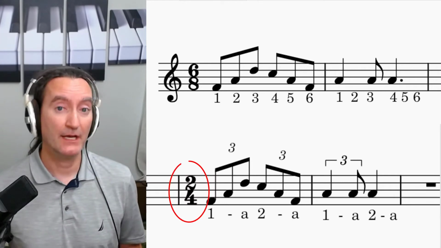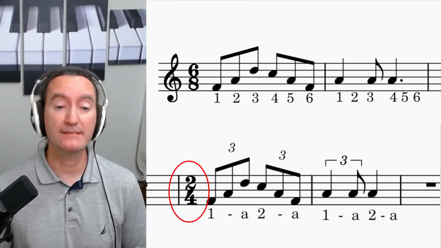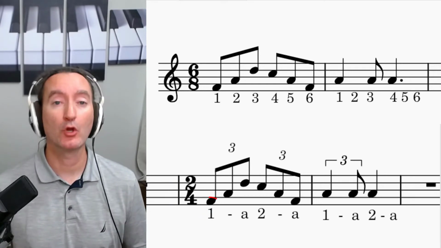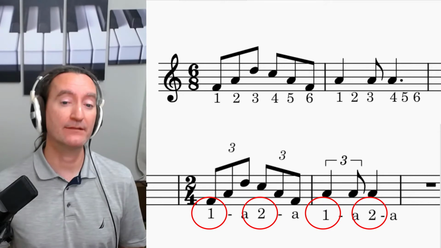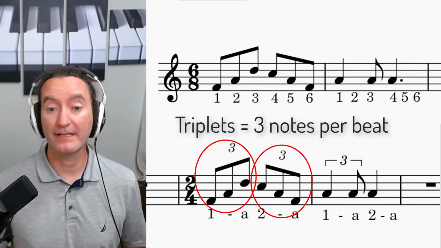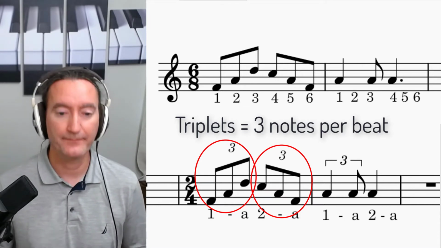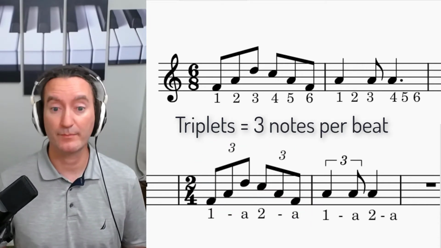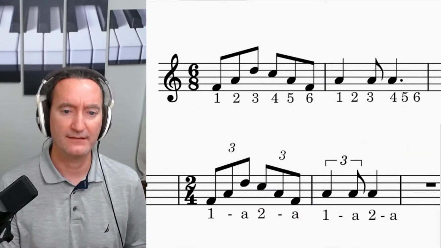Now I've added a 2/4 meter. 2/4 is 2 beats per measure. Quarter note gets the beat. These strange looking eighth notes, if you haven't learned them yet, are called triplets. It's a type of eighth note that gets 3 notes per beat instead of 2 notes per beat. So let's listen to see what this sounds like.